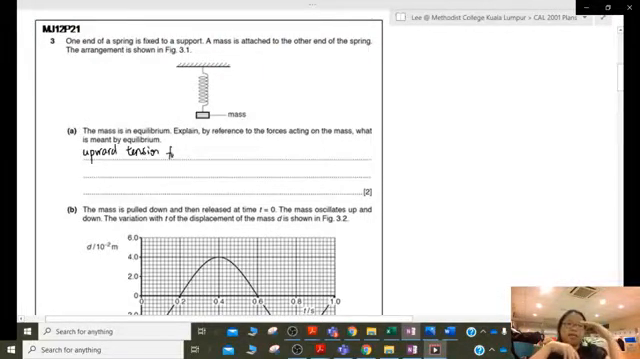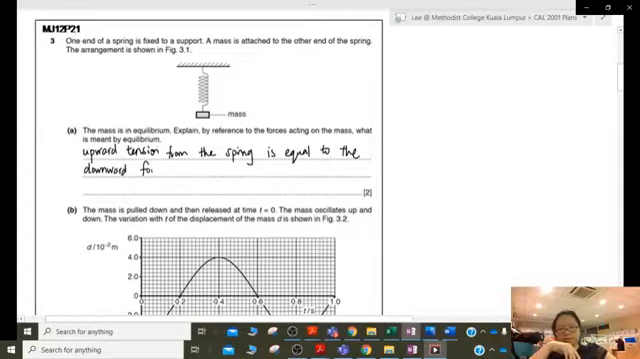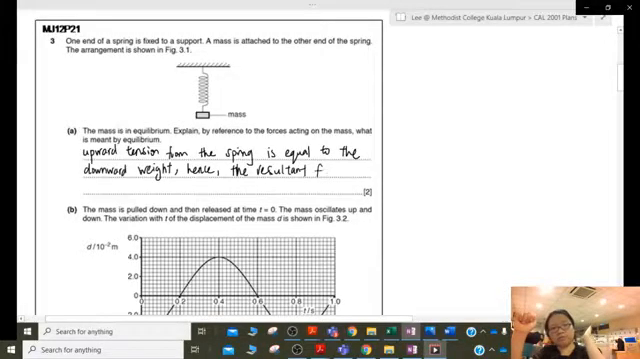So what we can say is that the upward tension from the spring is equal to the downward weight of the mass. Okay? So whenever you talk about equilibrium, you need to talk about the type of forces, its respective directions, and the fact that the net force or the resultant force is zero. Okay, so hence the resultant force is zero in equilibrium. Ta-da! So you need to obey the conditions for equilibrium.